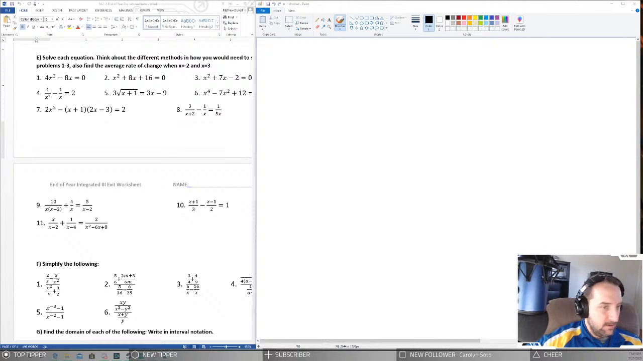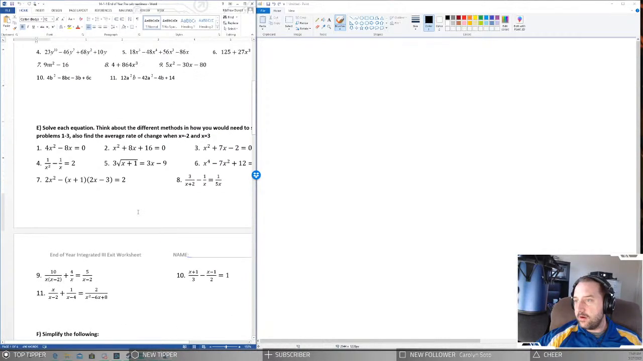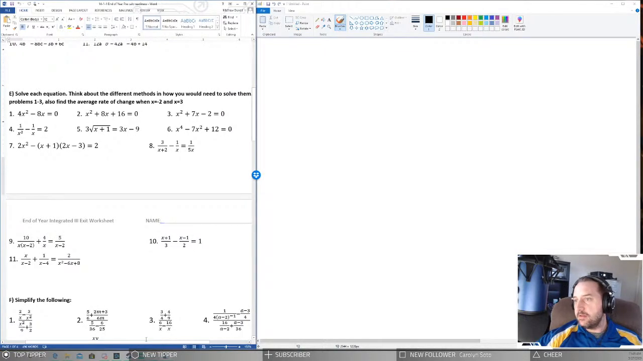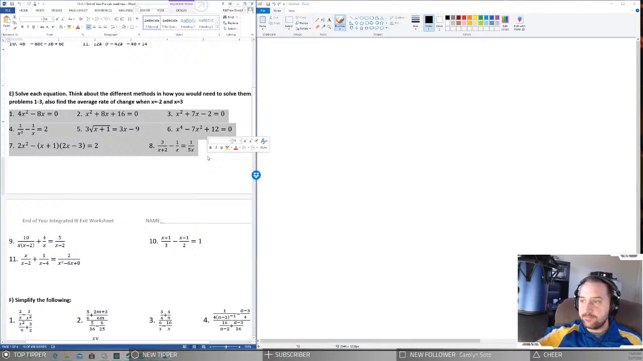Okay. All right, all my windows are set. So we are on sections E and F. So we're solving the different types of equations. And then on questions numbers 1 through 3, we're finding the average rate of change, which is the same thing as the slope.